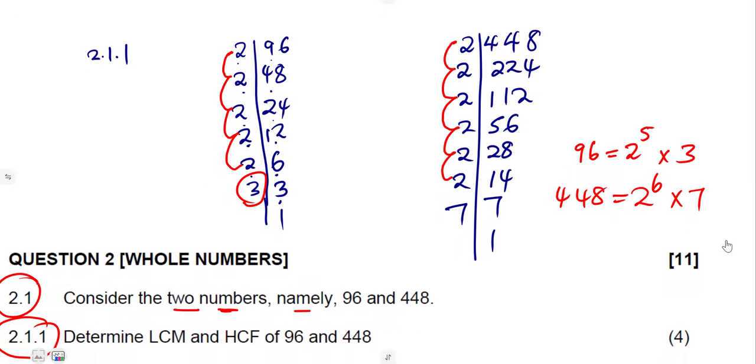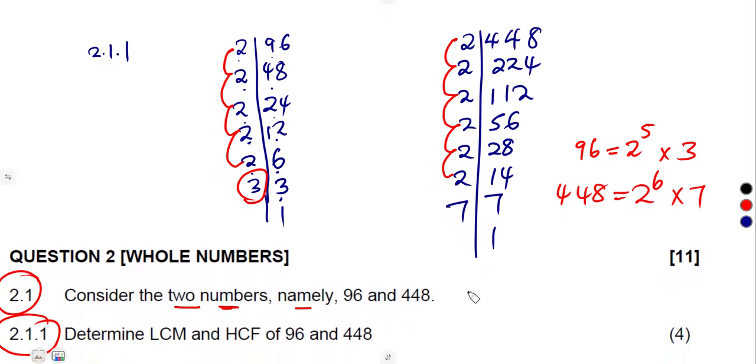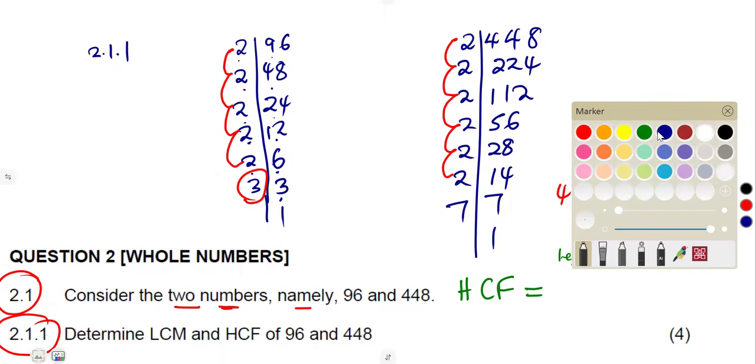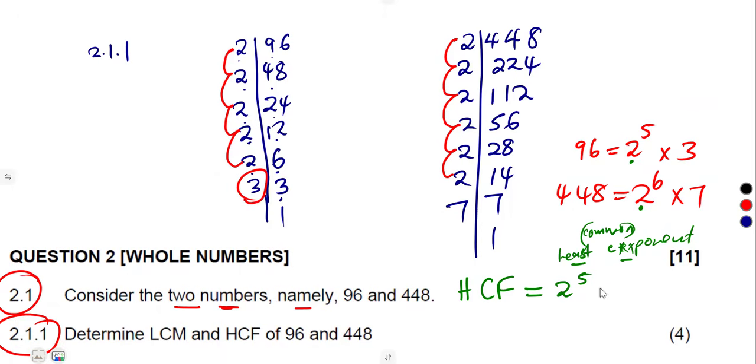So it follows that when we are to determine the HCF, it is the one that is common and must have the least or the smallest exponent, the smallest power. One, it must be common. The first thing, it has to be common and have the least exponent. So 2 is common. We can see it in both numbers. But which one has the smallest or the least exponent? That's to the exponent of 5. So our HCF was going to be 2 to the exponent of 5, which is 32 on our calculator.